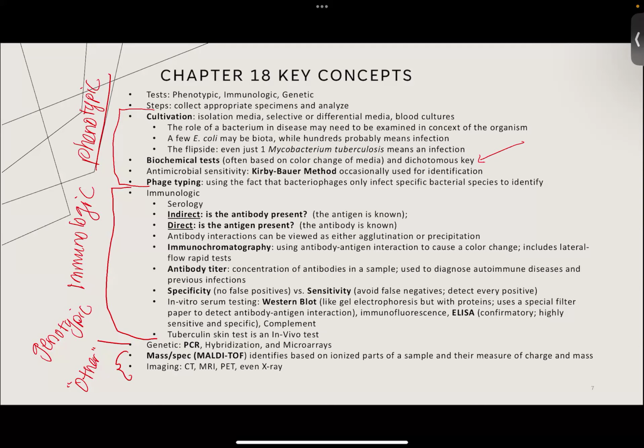You grew on EMB and you turned it metallic green. Well, that might suggest that it might be E. coli, but that doesn't definitively say that. And so if you need more information, if you're not sure that it's E. coli, or you don't have any other evidence supporting that it might be E. coli, you might do other tests to support that. So an example would be starting with you know that this is a bacteria. Your first test might be the gram stain.